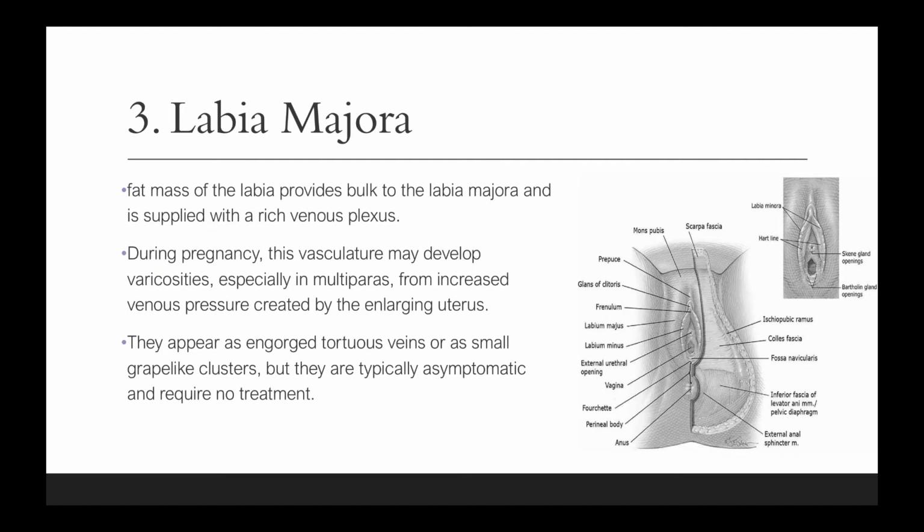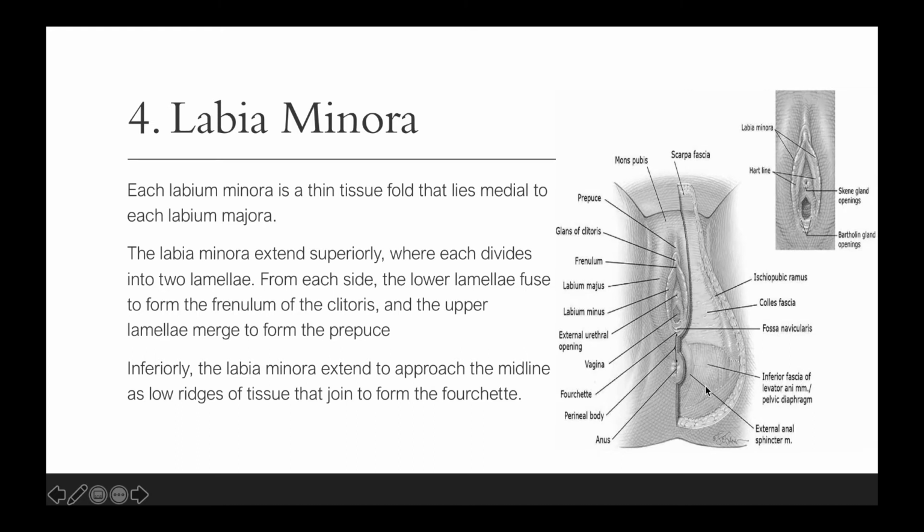The fourth is the labia minora. So each labia minora, this one, is a thin tissue fold that lies medial to each labium majora. The labia minora extends superiorly, where each divides into 2 lamellae. From each side, the lower lamellae fuse to form the frenulum of the clitoris, and the upper lamellae merge to form the prepuce. Inferiorly, the labia minora extend to approach the midline as low ridges of tissue that join to form the fourchette. This one is the fourchette.